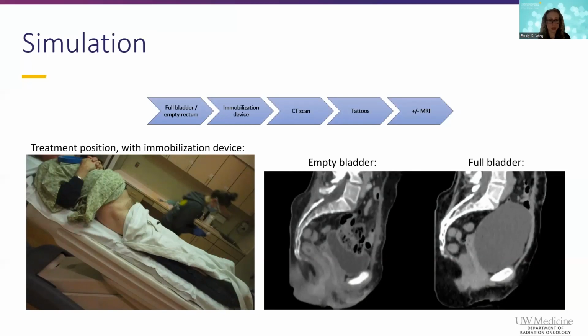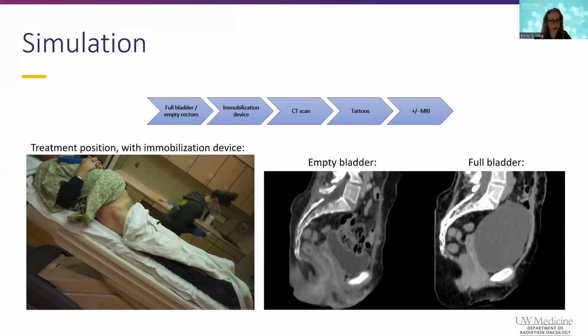The other thing that we do for the simulation and for treatment every day is that we ask the patient to have a full bladder and an empty rectum. So what exactly does that mean, and why do we do that? Well, we'll start with the full bladder. The bladder is like a balloon. It can be empty and collapsed down in the pelvis, or it can be full, at which time it moves up into the abdomen. And you can see here these pictures.